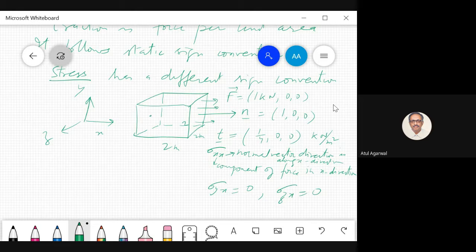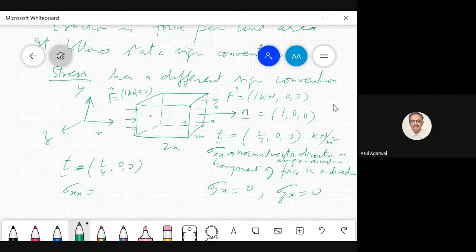Now what I do, I take the opposite face. I have taken this face. Now what I do, I also apply a force on it. Now the force is same way 1 kilonewton comma 0 0. So what is my traction vector? But what will be my sigma xx? Now my sigma xx becomes minus 1 by 4, because the normal vector to this face is minus 1 0 0.